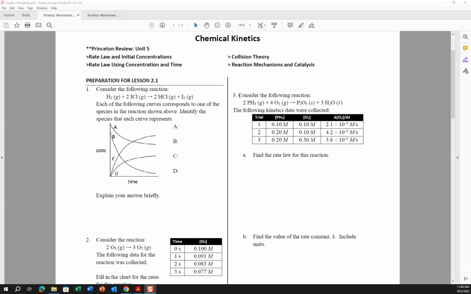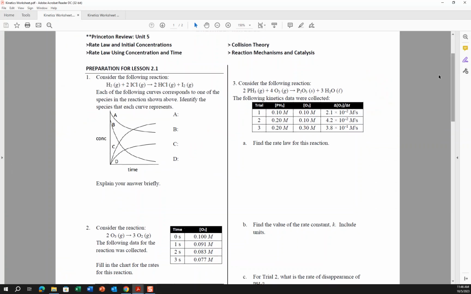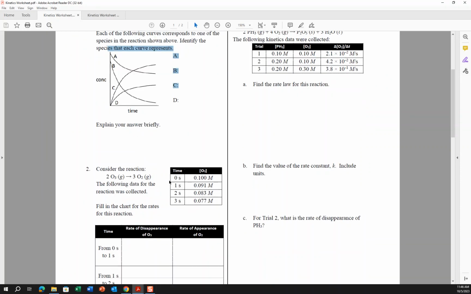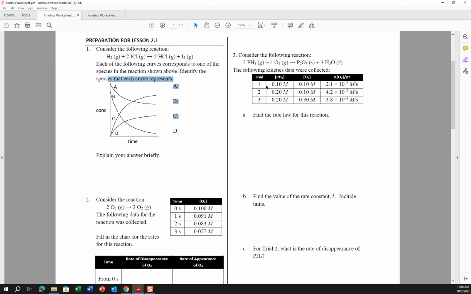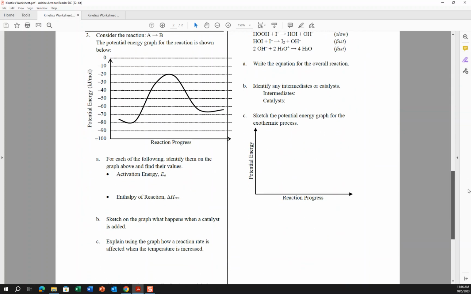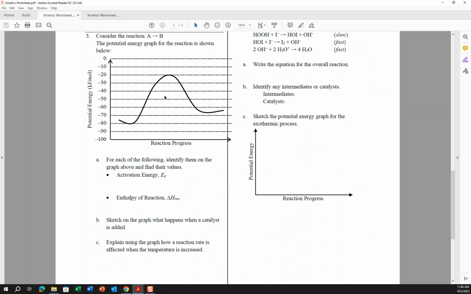All right, so let's dive into the worksheet. Here's our worksheet. It asks how to interpret these graphs and why the slopes of the lines are different. Then we have some time versus concentration data and what we can do with that. It gives us data with our rates at different concentrations and how changing the concentration might have affected the rate of the reaction. And then on this side, we have our potential energy diagrams, or reaction coordinate diagrams, and what happens there.